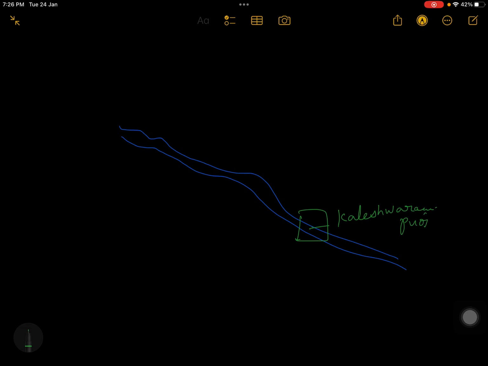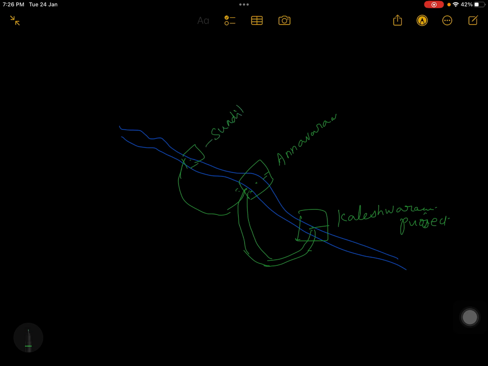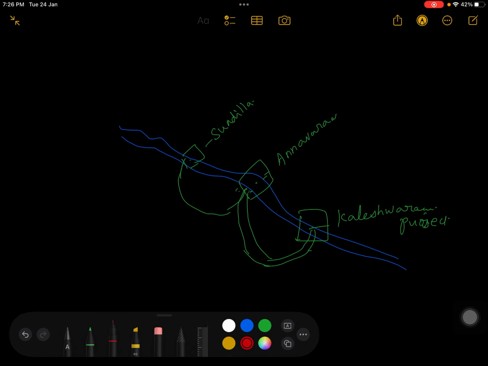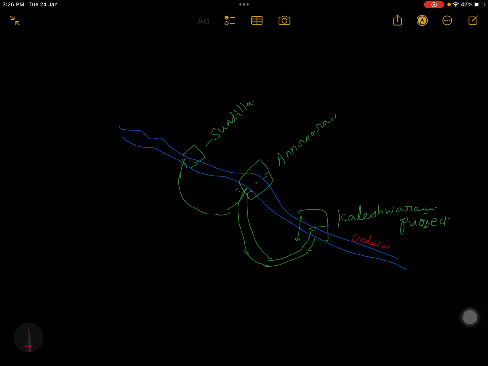So now since it is the downswing, the water has to be pumped up. So what they are doing is constructing a barrage. So the water is diverted like this, and then again it is lifted up. Again it is joining the Godavari river. So one more barrage will be constructed here. So this is Annavaram. And again one more barrage is constructed at this place. This is Sundilla. Okay, now this is the Godavari river.